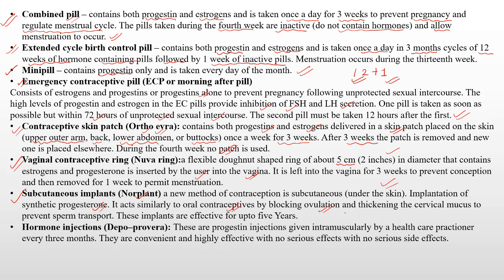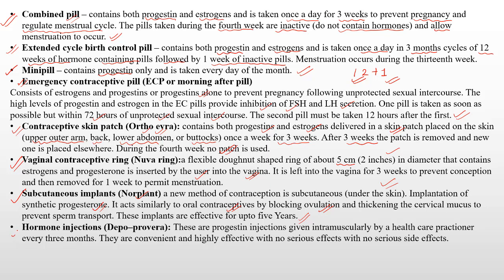These implants are effective for up to 5 years. So it is a very good method, the subcutaneous implant, with no need for surgical intervention. To recall: the contraceptive skin patch, Ortho Evra, where in the 4th week no patch is used; the vaginal contraceptive ring, Nuva ring, which is donut shaped, 5 cm or 2 inches in diameter; and the subcutaneous implant, Norplant, given just below the skin and effective for around 5 years.